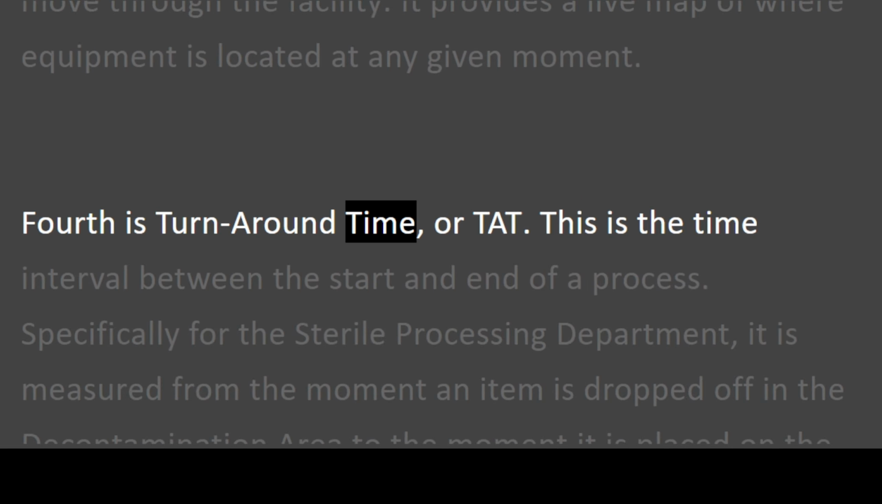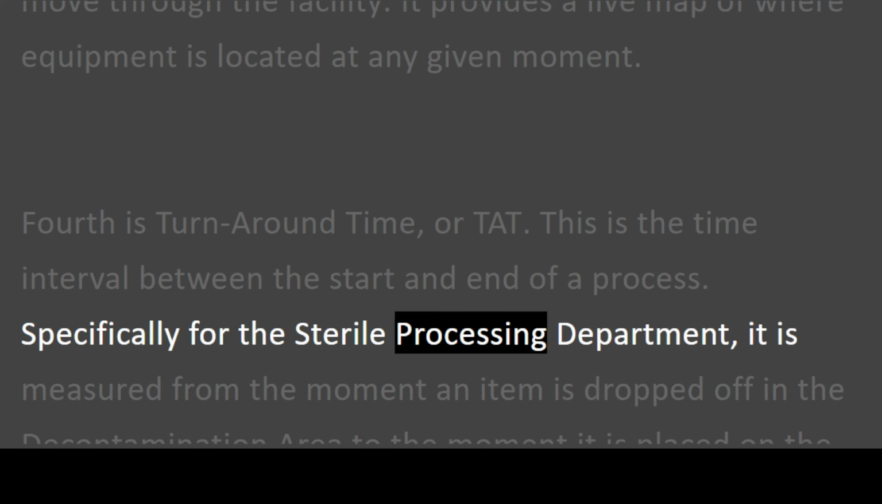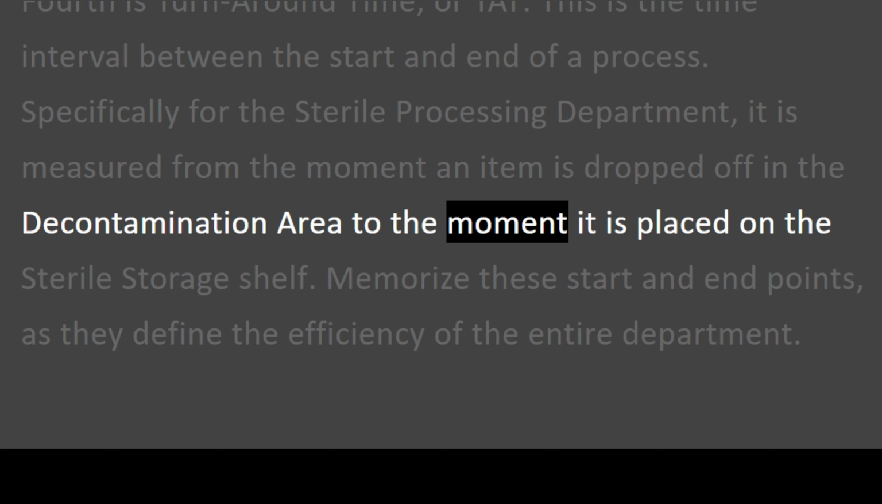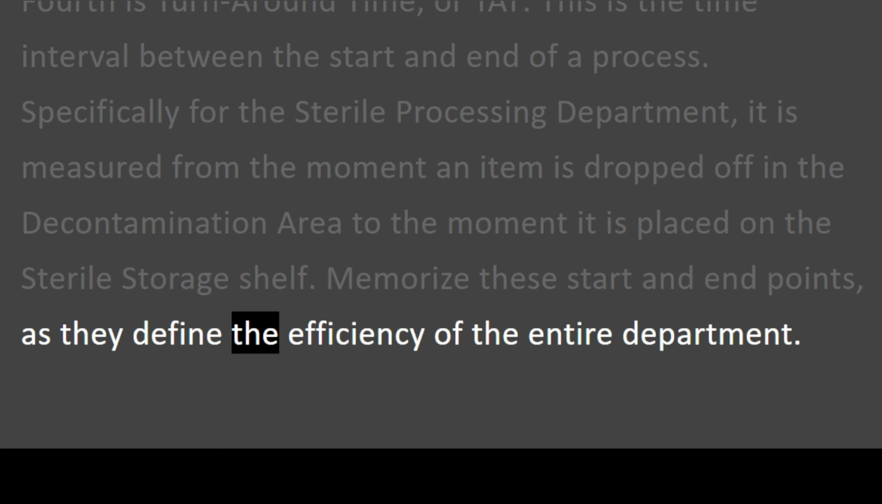Fourth is turnaround time, or TAT. This is the time interval between the start and end of a process. Specifically for the sterile processing department, it is measured from the moment an item is dropped off in the decontamination area to the moment it is placed on the sterile storage shelf. Memorize these start and end points, as they define the efficiency of the entire department.